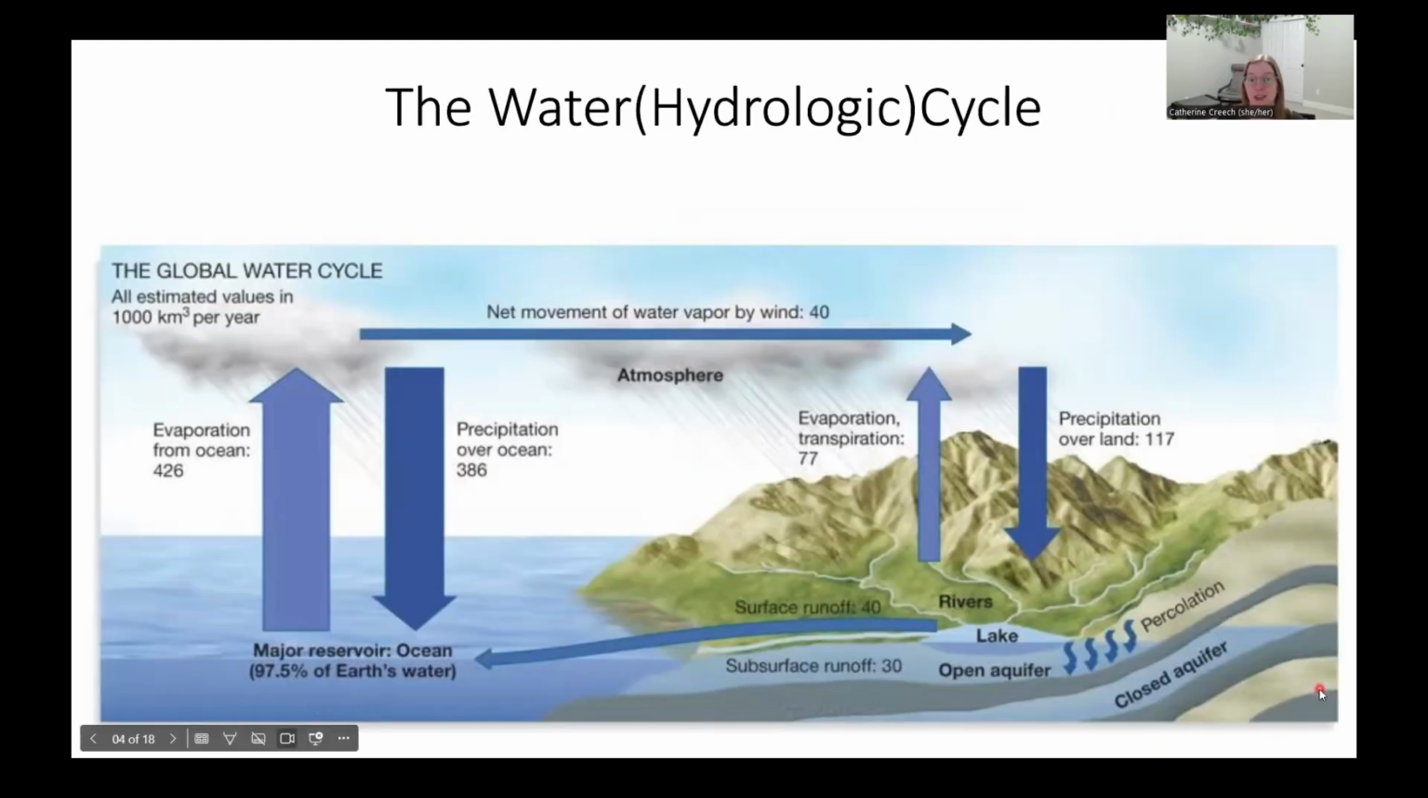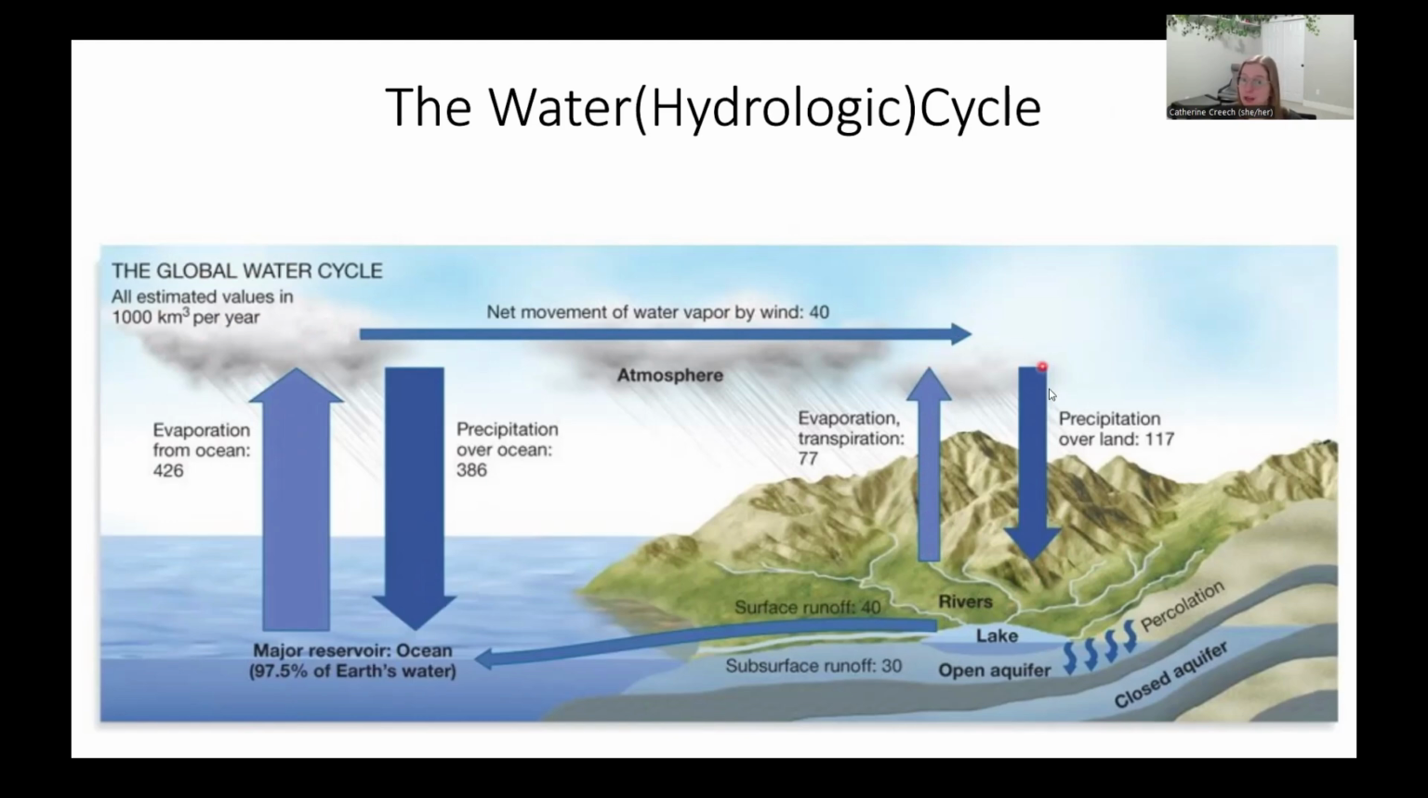Here is our hydrologic cycle. Our major reservoir for water is going to be the ocean. So 97.5% of our water is in the ocean. The majority of evaporation occurs over the ocean. The majority of precipitation occurs over the ocean. Precipitation is rain. Some of these heavy clouds full of moisture will move onto land, and then we'll have rain over land. That's where we get our fresh water on land.